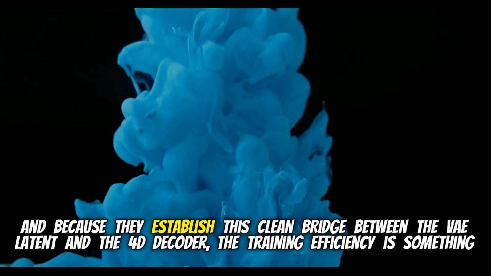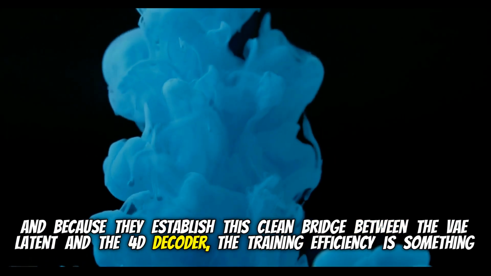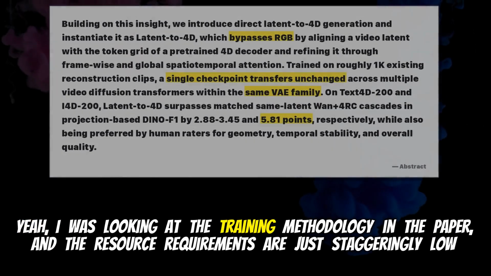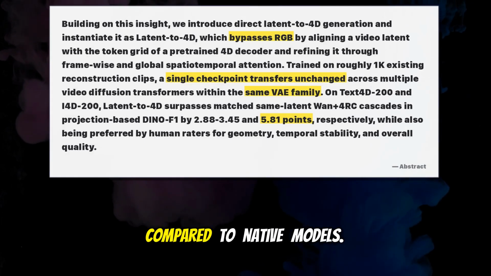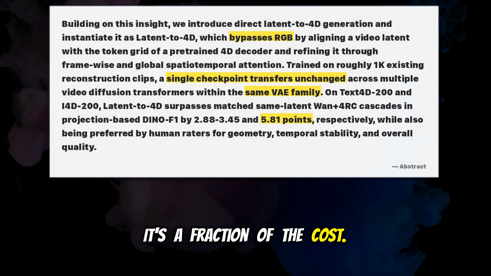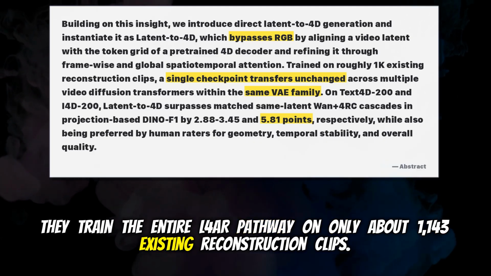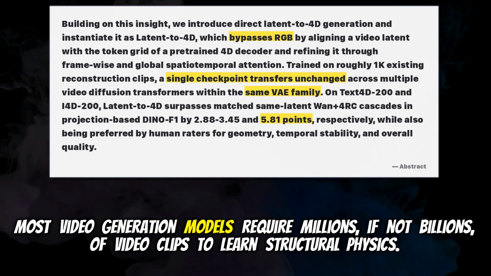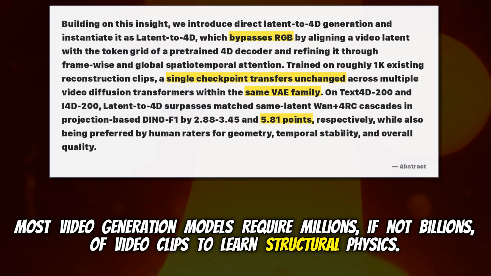And because they established this clean bridge between the VAE latent and the 4D decoder, the training efficiency is something that should make any compute-constrained team take notice. Yeah, I was looking at the training methodology in the paper, and the resource requirements are just staggeringly low compared to native models. It's a fraction of the cost. They train the entire L4AR pathway on only about 1,100 existing reconstruction clips. Just 1,100. Most video generation models require millions, if not billions, of video clips to learn structural physics.